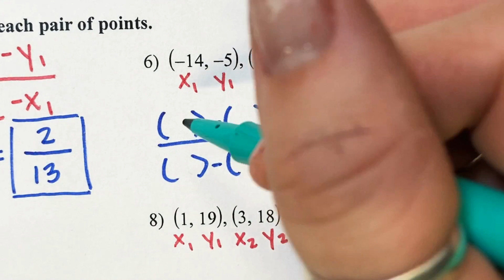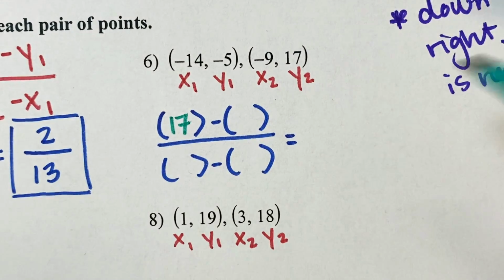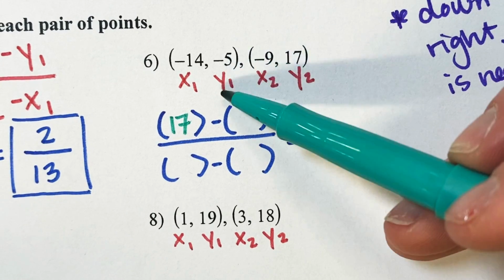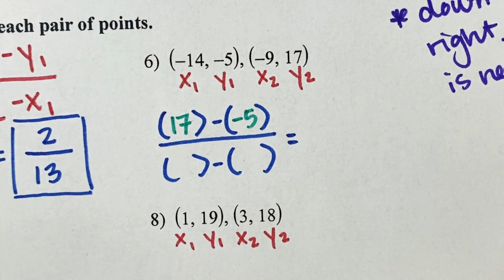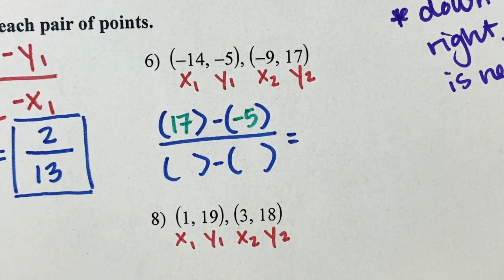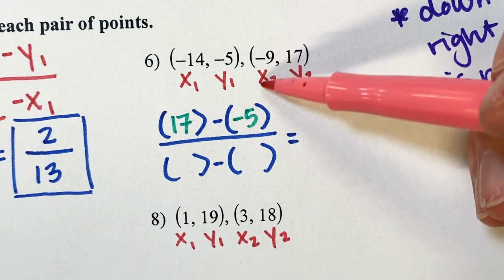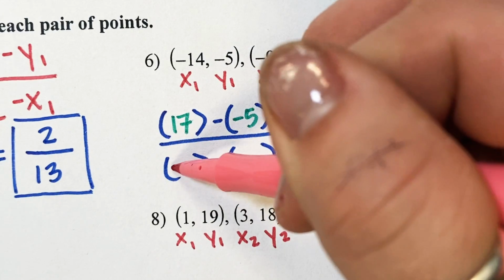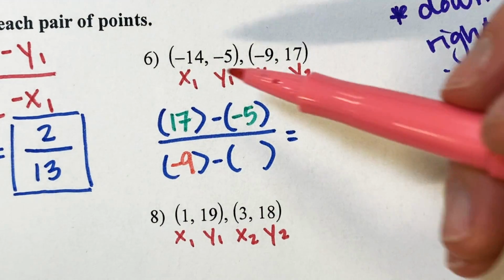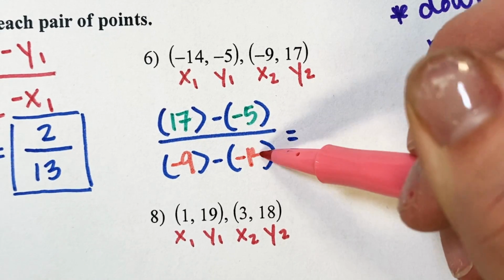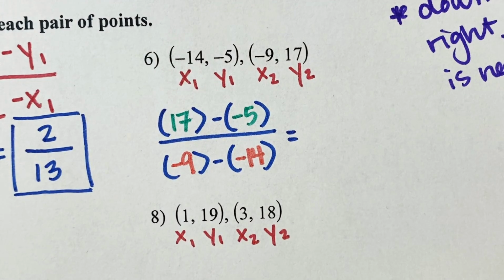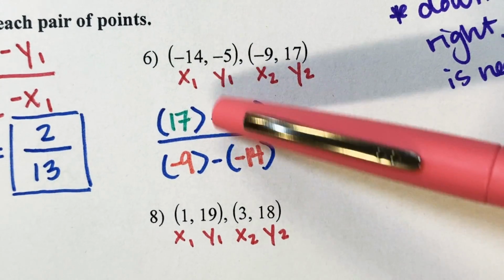Got 17. What number is above y1? Negative 5. Okay, our y's are filled in. Let's fill in our x's. What number is above x2? Negative 9. And what number is above x1? Negative 14.